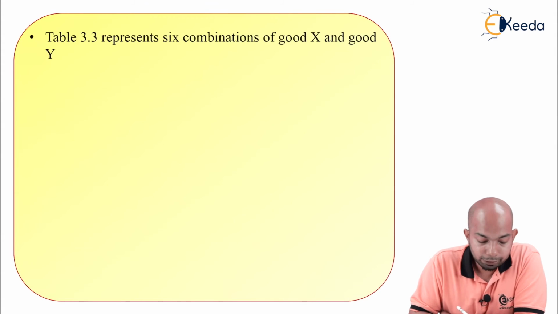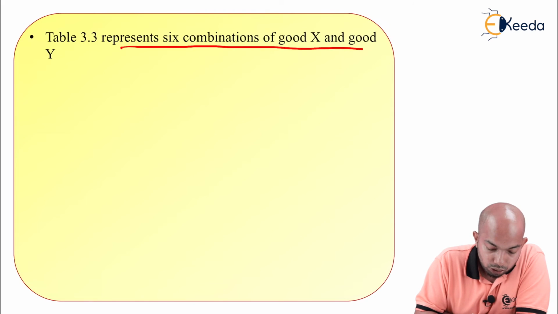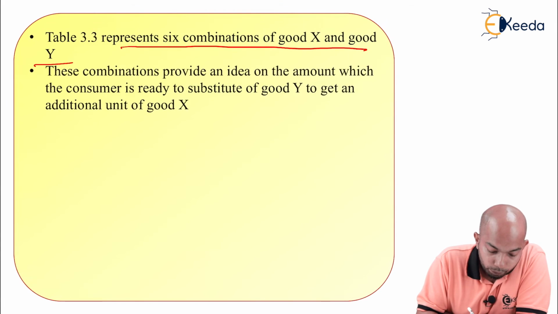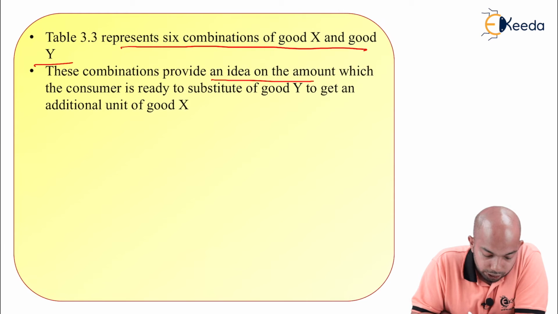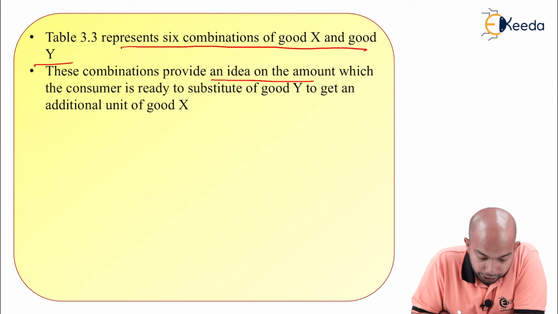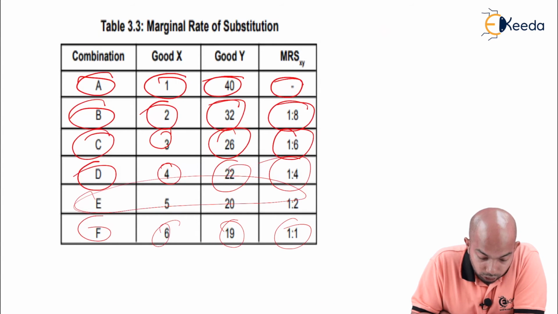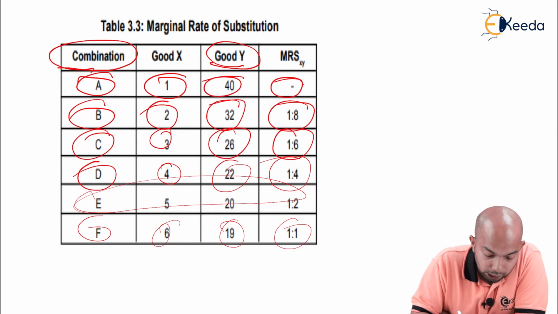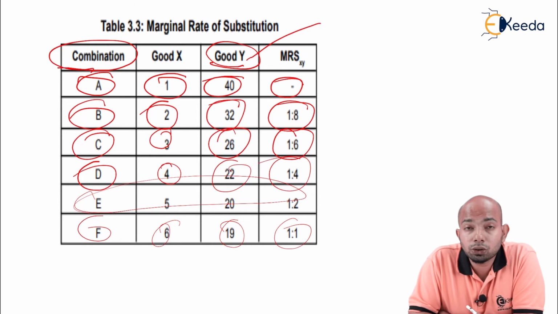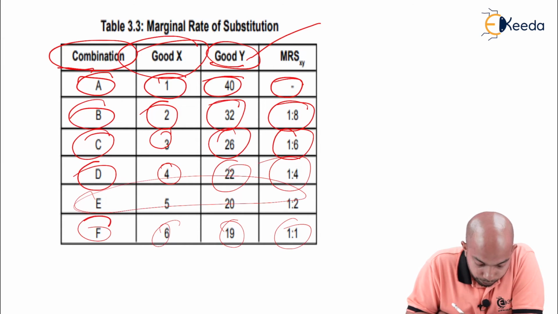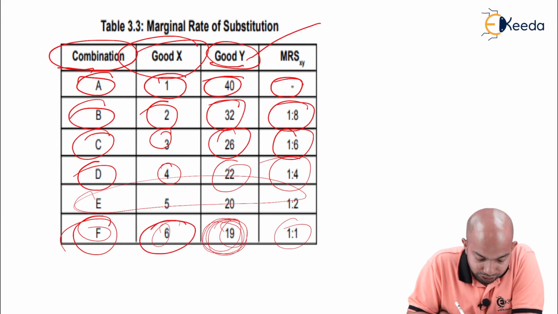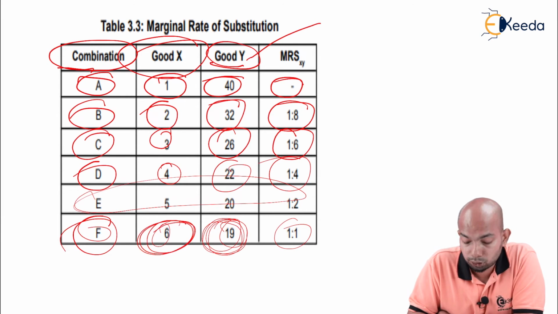Now, what exactly does this mean? These represent 6 combinations of goods X and good Y. These combinations provide an idea of the amount of good Y which the consumer is ready to substitute to get an additional unit of good X. That means the consumer is supposed to give out 40 goods of Y to get one additional unit of good X. Here, if you see the combination of F, the consumer is willing to give 19 units of Y so that he can have 6 additional units of X. That is the ratio that they're talking about.